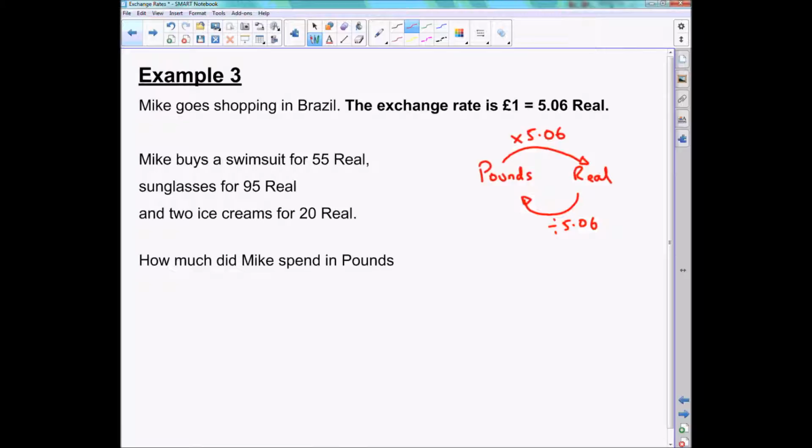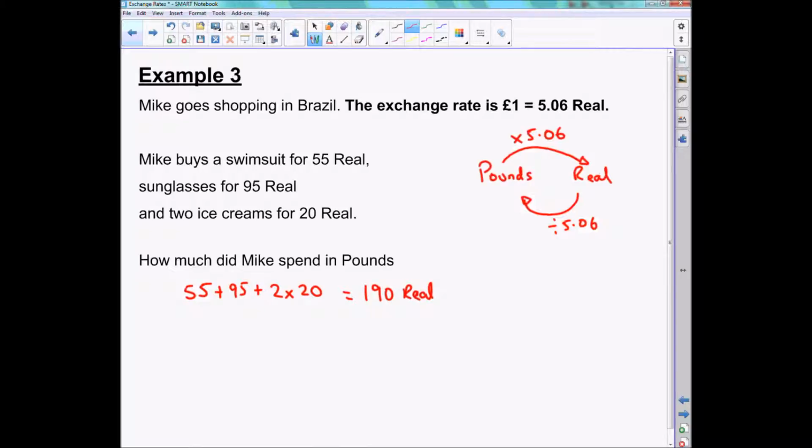Okay, so now that we've got our exchange circle sorted, we're now going to get the total of everything that he bought in real. So first off, he spent 55 real on a swimsuit. He then spent 95 real on sunglasses, and he bought 2 lots, so I'm going to times it by 2 lots of 20 real for his ice creams. So putting that into a calculator, I get 190 real.